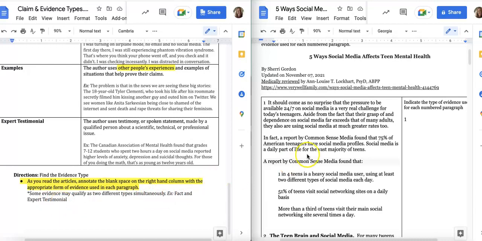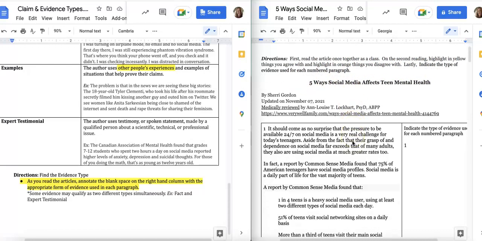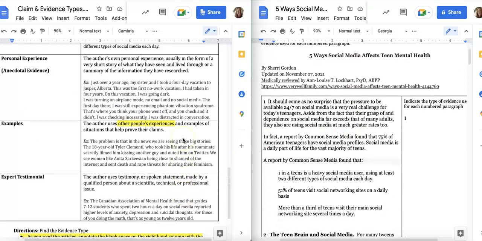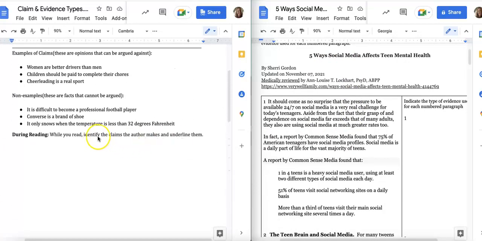Okay, so just to reiterate, you're going to read through the article once together as a class, and then on the second reading, you're going to highlight in yellow the things you agree with and highlight in orange the things you disagree with, and lastly, indicate the type of evidence used for each numbered paragraph. The very last thing I want you to do is on your second or third reading, I want you to identify any claims the author makes and underline them in this document.